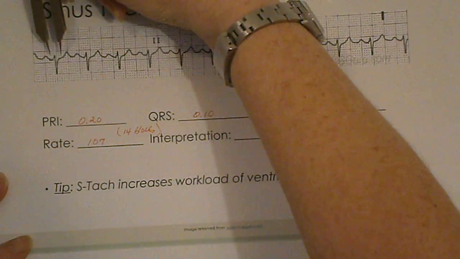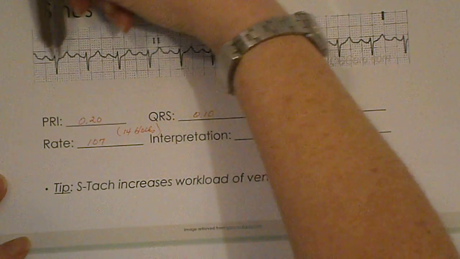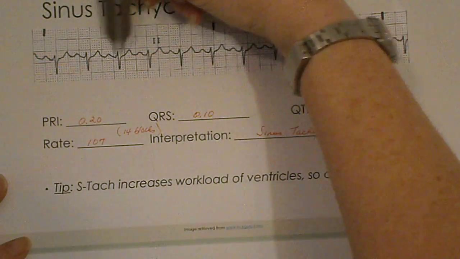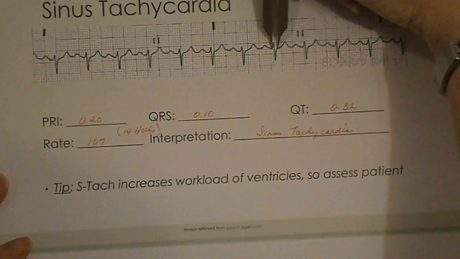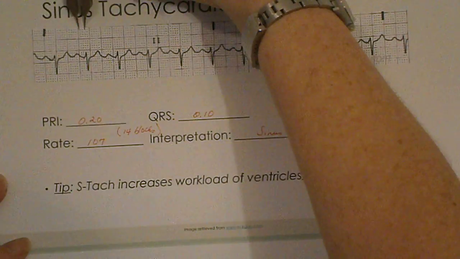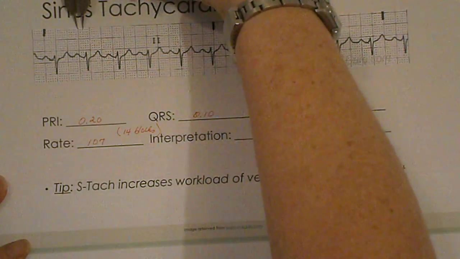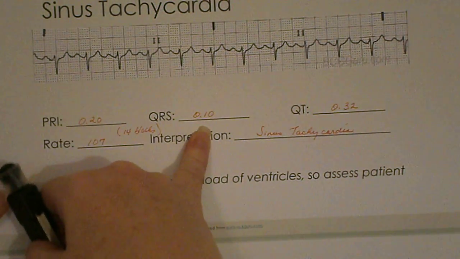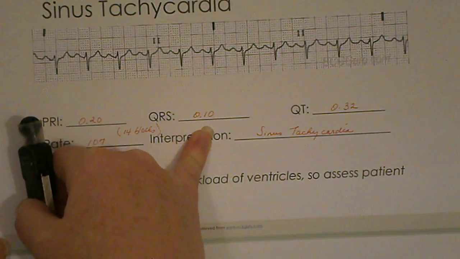I'm going to measure the QRS here, again, where it leaves the isoelectric line to where it comes back. You're going to measure all of the complexes. Just to save time, I'll cut a little short. And it looks like it's about 2.5 boxes, a little more than 2, less than 3. 2.5 boxes using your measurement of intervals grid is 0.10.